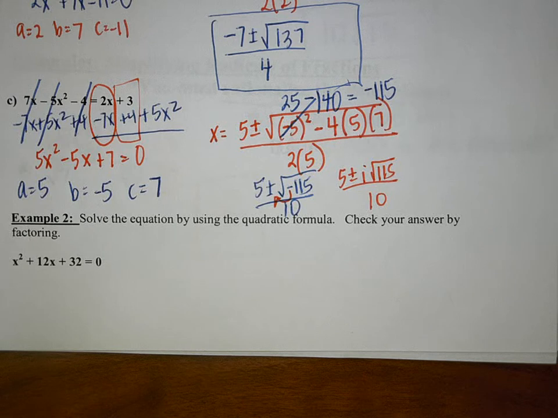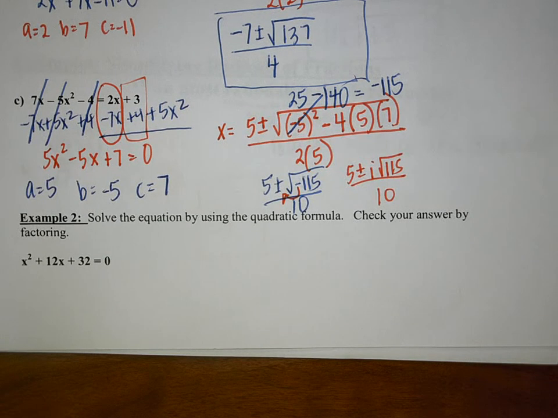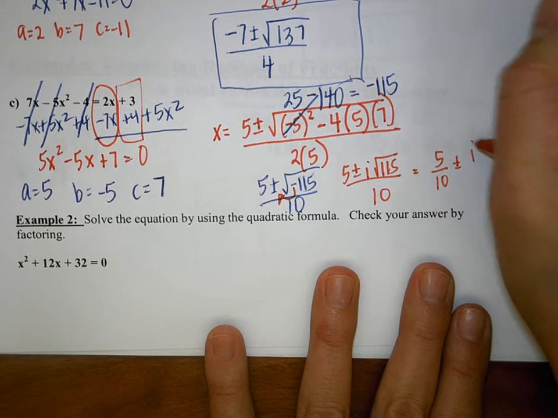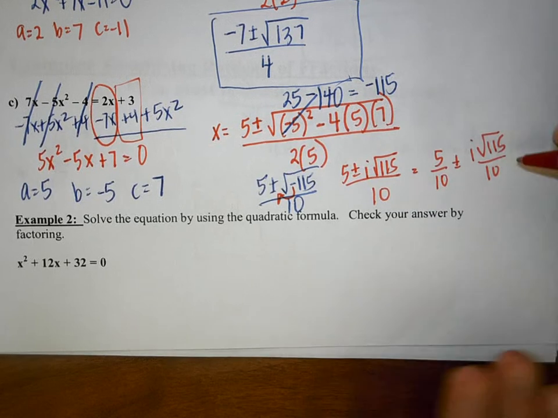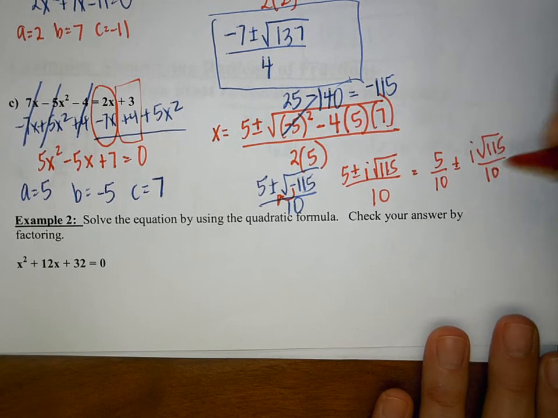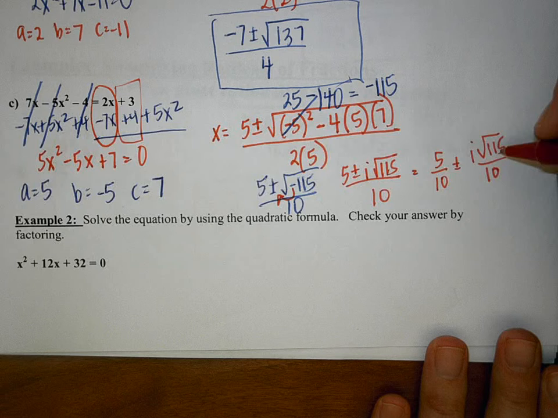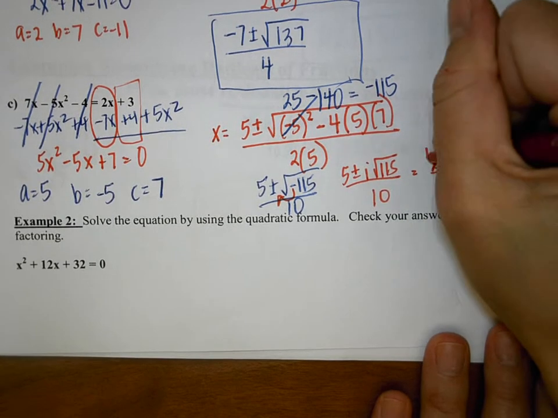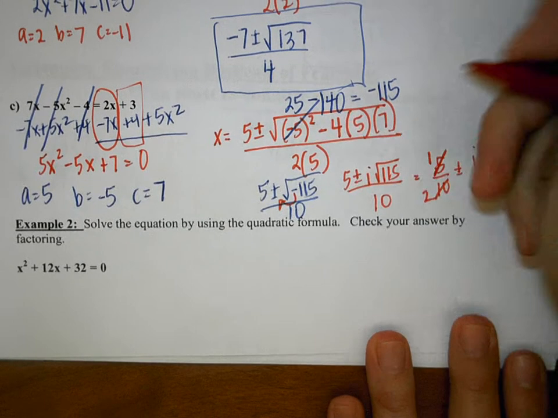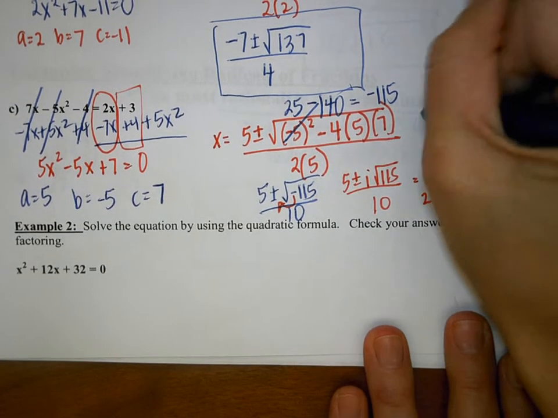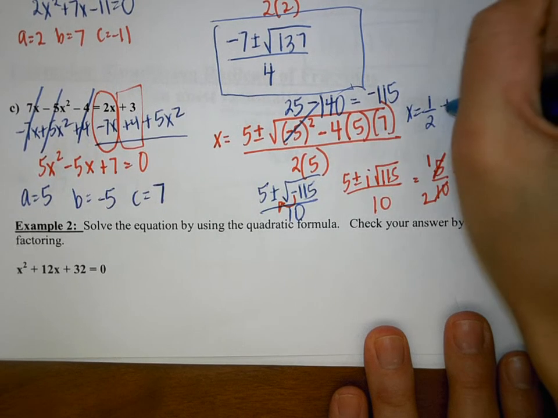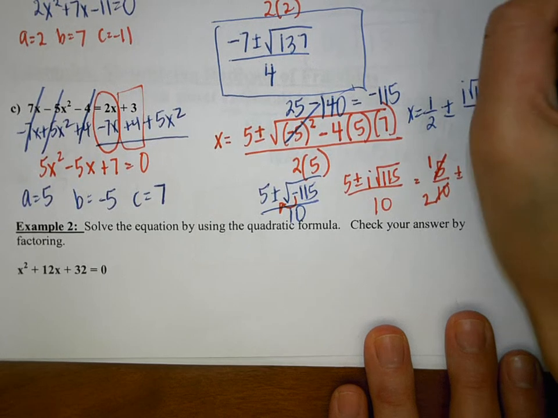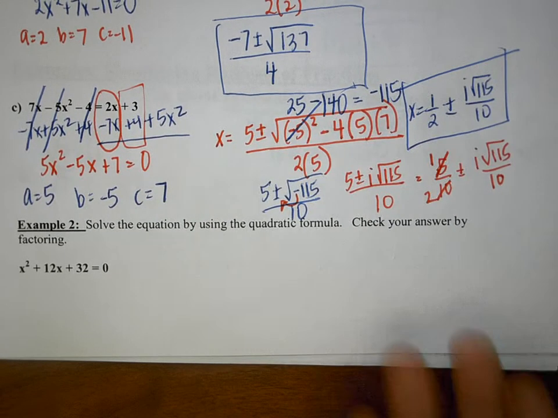Okay. I would though, because I noticed 5 and 10 can reduce. Do you guys see that? So let's write this as 5 over 10 plus or minus i root 115 over 10. Can I reduce the 10 and the 115? No, because one's in the root and one's not, right? But 5 over 10 I can, and that's going to reduce to 1 over 2. So my answer for this is 1/2. Good. x equals 1/2 plus or minus i root 115 over 10. Perfect.